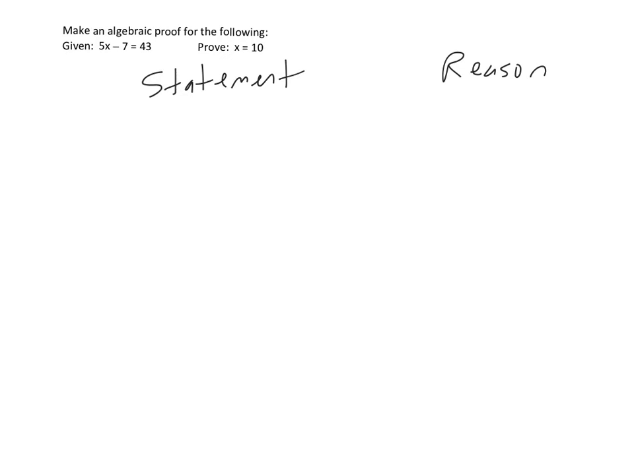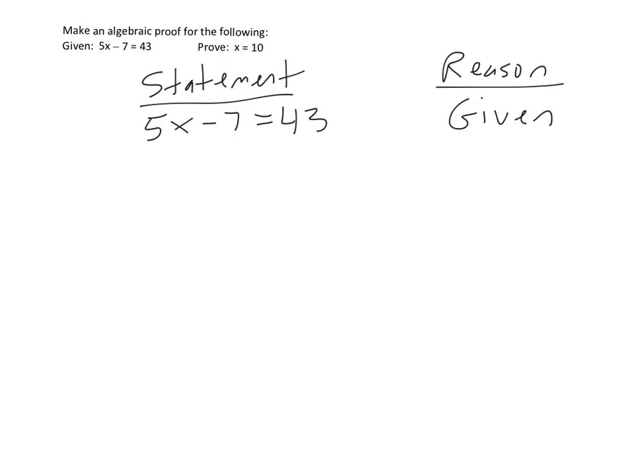So in this case, we're given an algebraic equation, so typically that's how you would start the proof. You'd say 5x minus 7 equals 43. How do we know that? Simple. It was given to us. So most of these will start with that. And we just start doing some algebra.